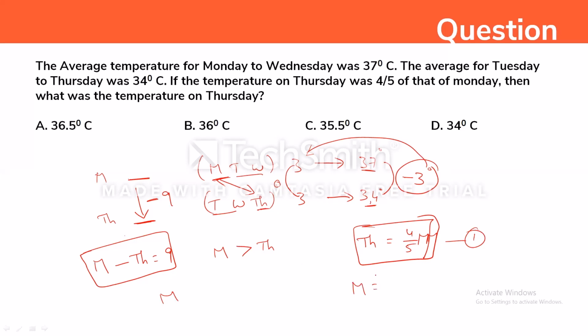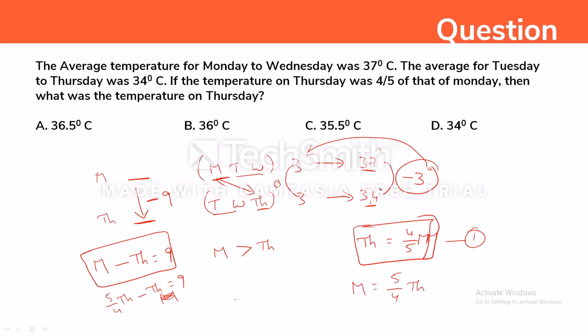Okay, in order to decrease the steps, I can write it as Monday's temperature is 5 by 4 times of Thursday. So instead of Monday, just write it as 5 by 4 times of Thursday, minus Thursday is equal to 9. No need to write this M. Now we will get the value of Thursday.